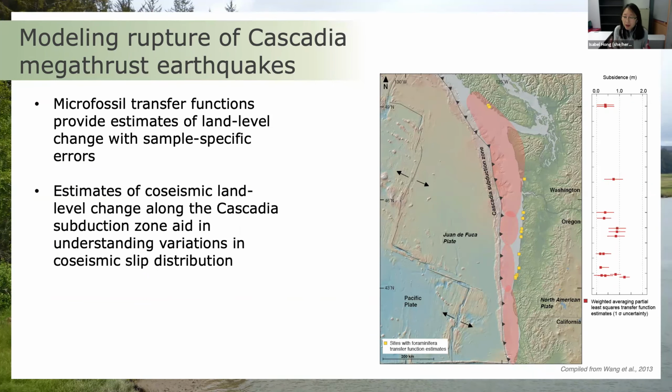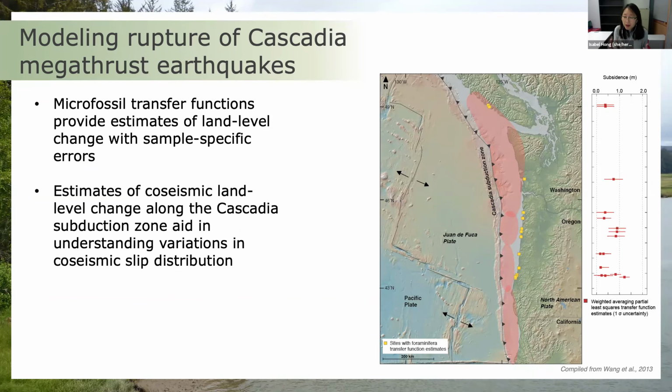An example of what I mean by this is the figure shown here. A study done by Wong et al. The authors of the study compiled all existing transfer function estimates of land level change from the most recent Cascadia subduction zone earthquake in 1700, with the estimates of that land level subsidence shown adjacent on this map to 1 sigma uncertainty. And just based on those transfer function estimates, they were able to model the likely rupture patches from that 1700 earthquake, showing that the rupture wasn't just a clean, uniform rupture across the entire subduction zone, that there was actually some variability along that subduction zone.